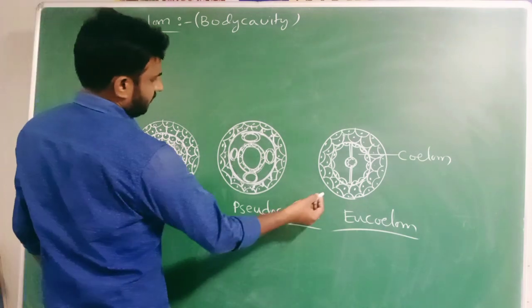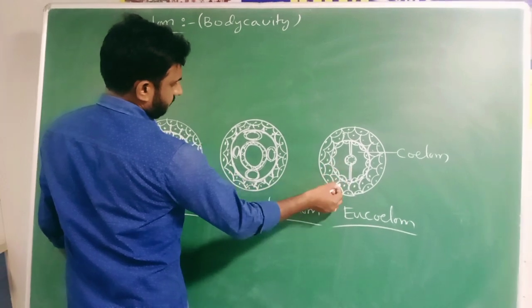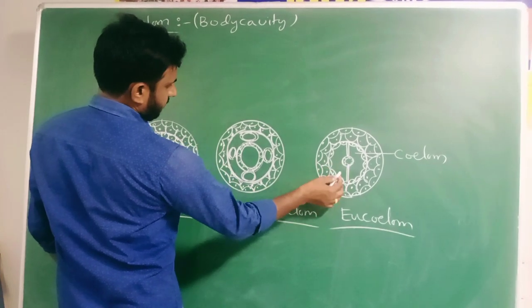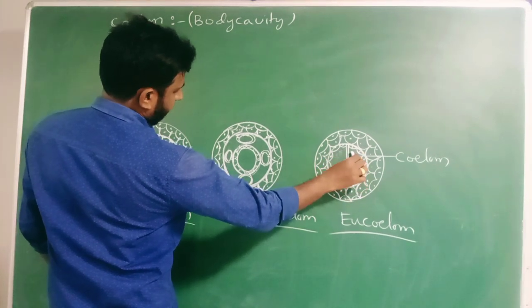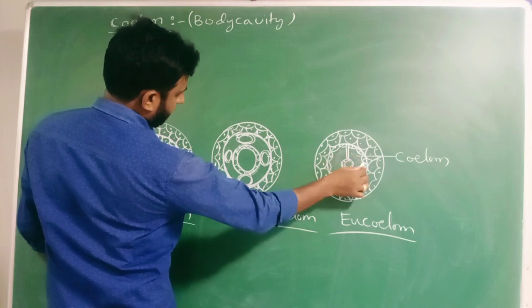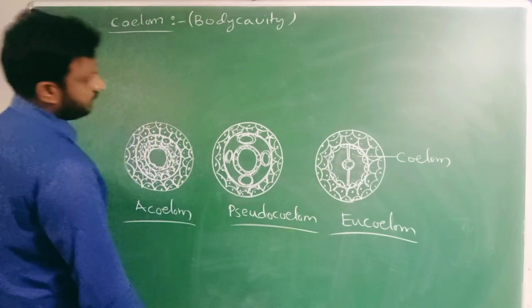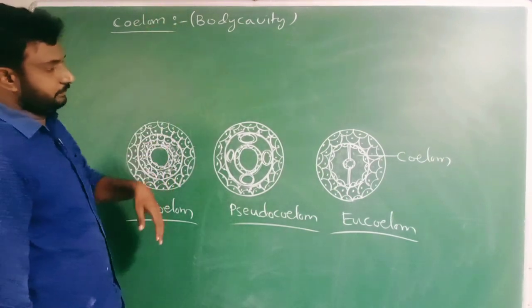Okay, now here this is the body wall, and this one is gut. Between the gut and body wall, there is a space. This space, the cavity which is present inside of our body, between the gut and body wall, alimentary canal and body wall, it is called a body cavity or coelom. True body cavity or coelom.